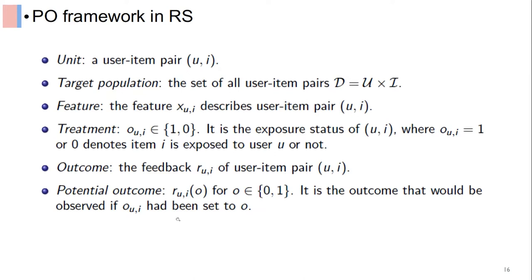And then the potential outcome R_ui(o), which is defined as the outcome that would be observed if O_ui had been set to o. And here we define X_ui as the feature of the user and item pair. In a recommender system, the feedback could be the click, purchase, or download.